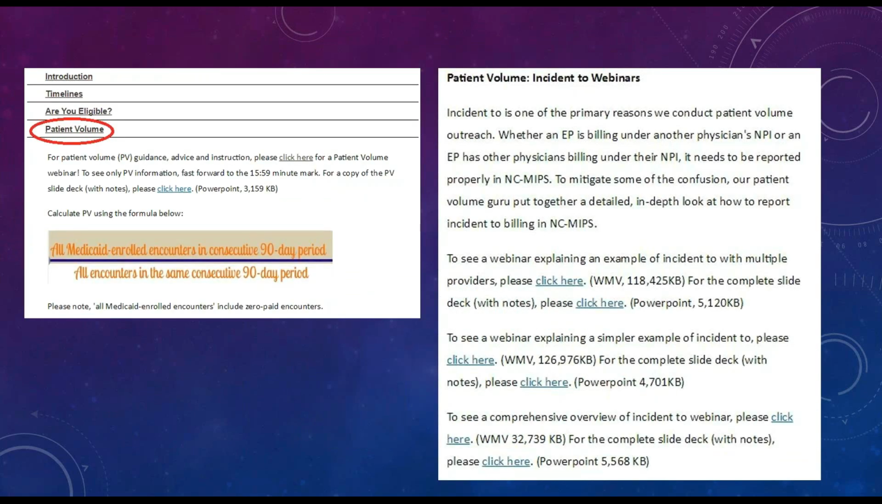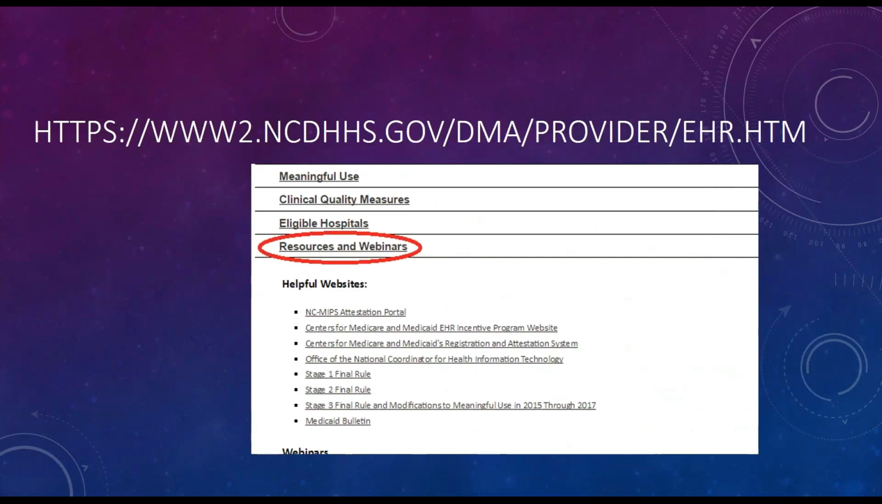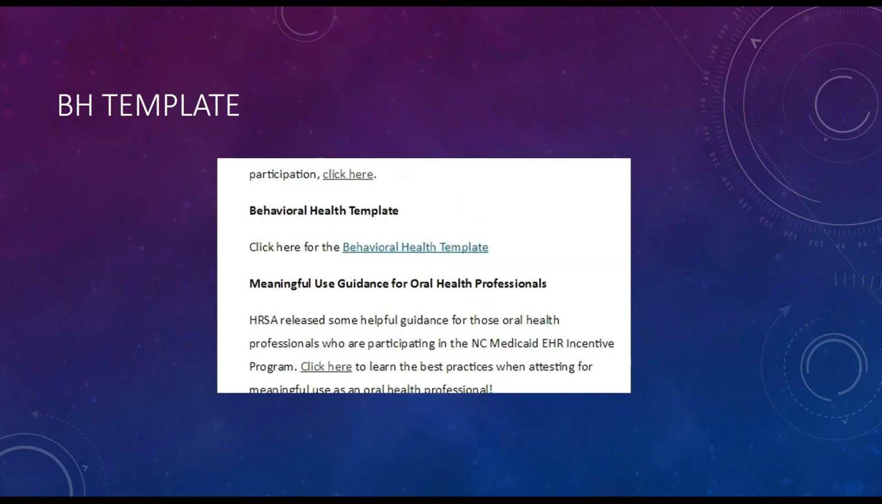In addition to the guide, we have Incident 2 webinars and PDFs that explain the ins and outs of reporting PV where Incident 2 billing was used. And these can be found on the PV tab of our website or under the Resources and Webinars tab of our website.